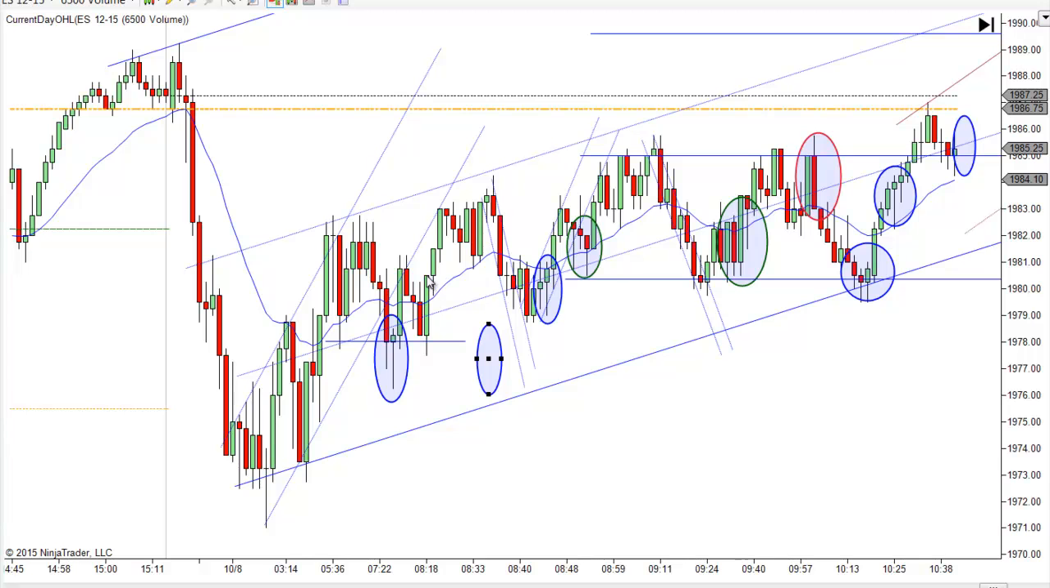But if you wanted, you could wait on the break above this bar and drop a limit order back here, and you could have got filled a tick or so back in that bar. Then it takes off, and it just kind of gets hung up again. There's a possible short right here.